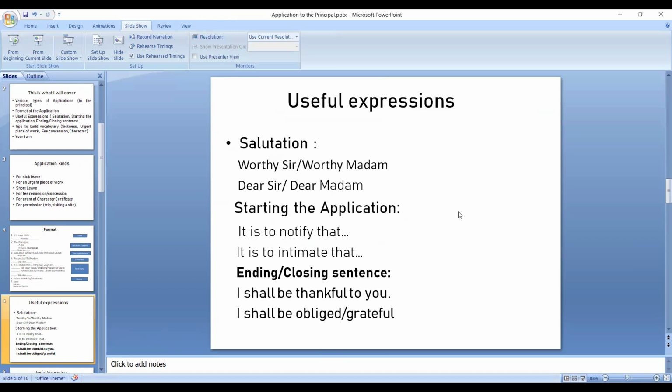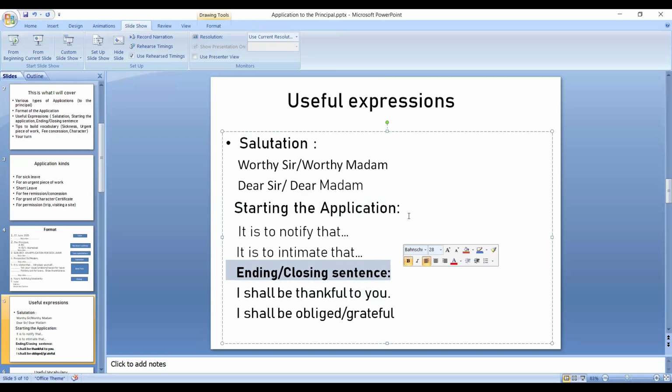After understanding the format of an application, we are now here to learn some useful expressions. So you can see useful expressions about salutation, starting the application, and ending or closing the application. So you have got a number of options. You can write down "worthy sir" or "worthy madam" in case of a female principal. If you find that difficult, you can keep it simple and you can simply write "dear sir" or "dear madam."